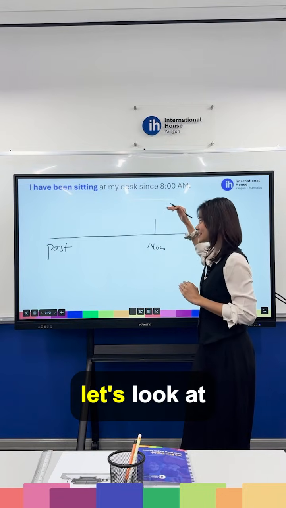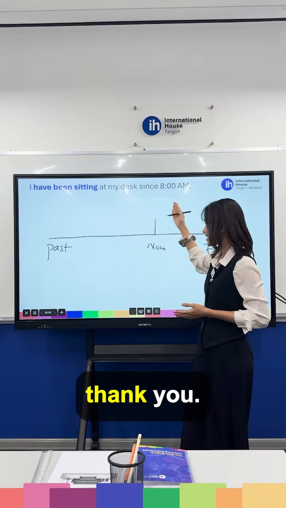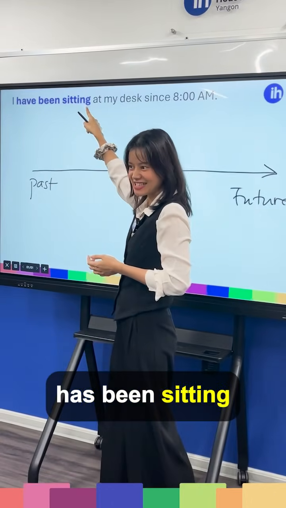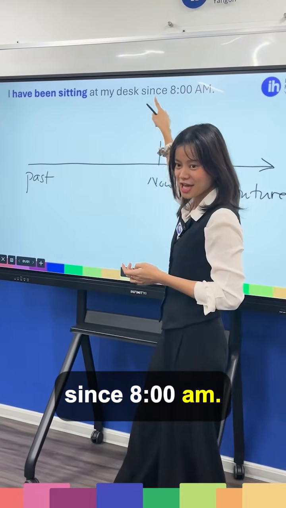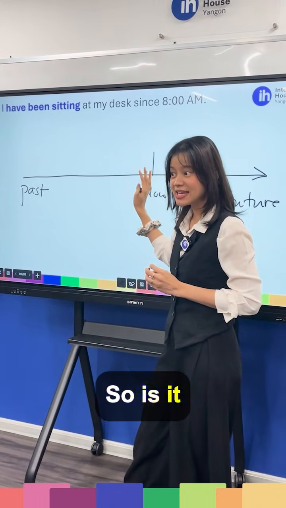Okay, now everybody, let's look at the sentence again. Who said it? Sarah. Very good, thank you. So now let's look at the timeline. Sarah said she has been sitting since 8 a.m. So when did she start sitting? 8 a.m. Yeah, so is it in the past?